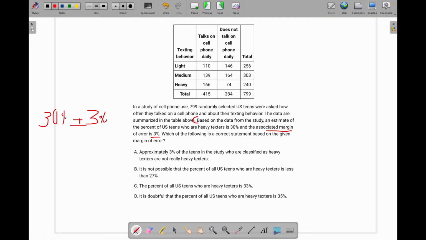Approximately 3% of teens who are classified as heavy texters are not really heavy texters. That's not what it's saying. We're saying that of this 30%, maybe it can be 3% more are heavy texters or 3% less. But it's not saying 3% aren't. That's not how margin of error works. B says it's not possible that the percent of US teens who are heavy texters is less than 27%. It's not possible that, well, let's see. 27%, if we take the lowest, are heavy texters.